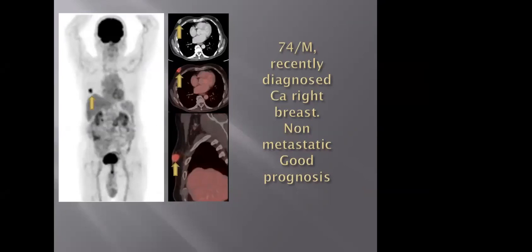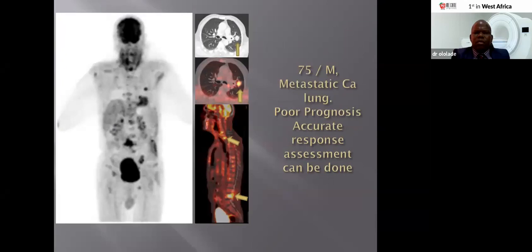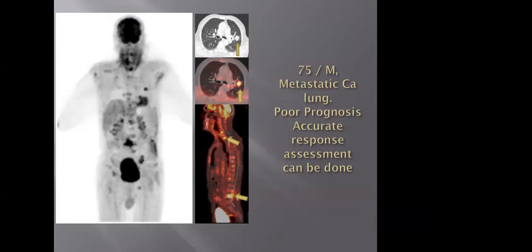Next slide, please. This is a case of carcinoma lung, widely metastatic, poor prognosis. But doing a PET scan helps you to accurately map the disease burden in the body, and that helps you to do an accurate response assessment after the treatment is offered. Next slide, please.